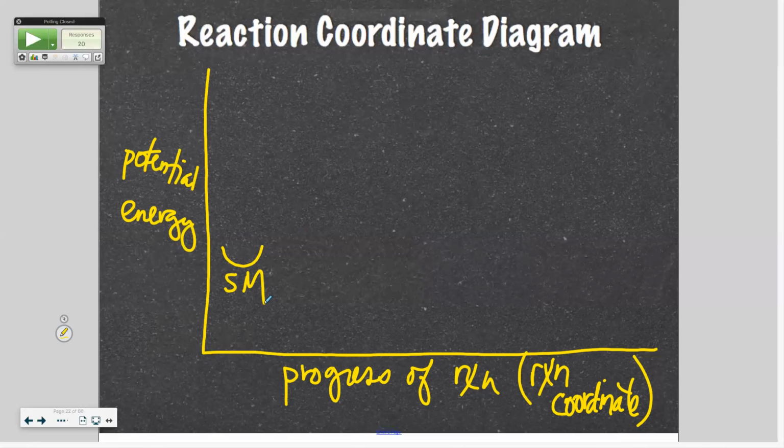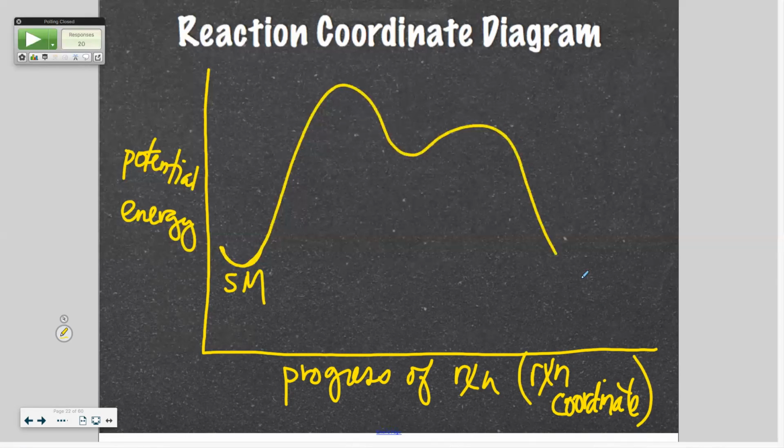Okay, and then you're going to have mountains or humps in your diagram depending on how many steps you have. So if you have one step, you'll just go up and down. If you have two steps, you'll go up and down and up again. So depending on your reaction, we're going to go up and we're going to do this so that we have two steps.